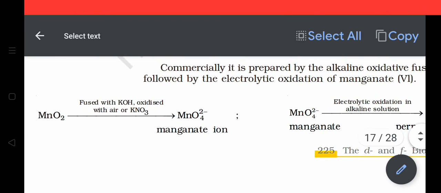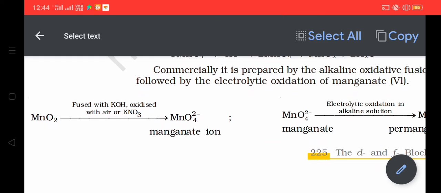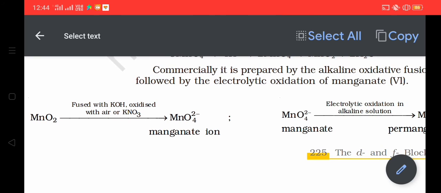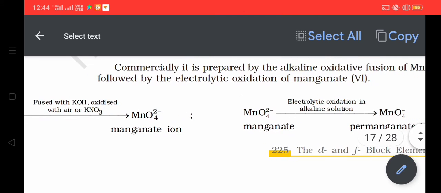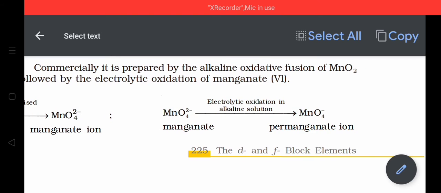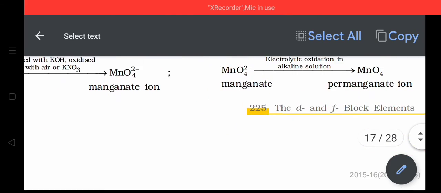Another way you can represent it is by electrolytic oxidation of manganate ions. That is, MnO2 fused with KOH in presence of air or KNO3 gets converted into manganate ions, MnO4 2 negative. Now these manganate ions, on electrolytic oxidation in alkaline solution, result in formation of permanganate ions, that is MnO4 negative.